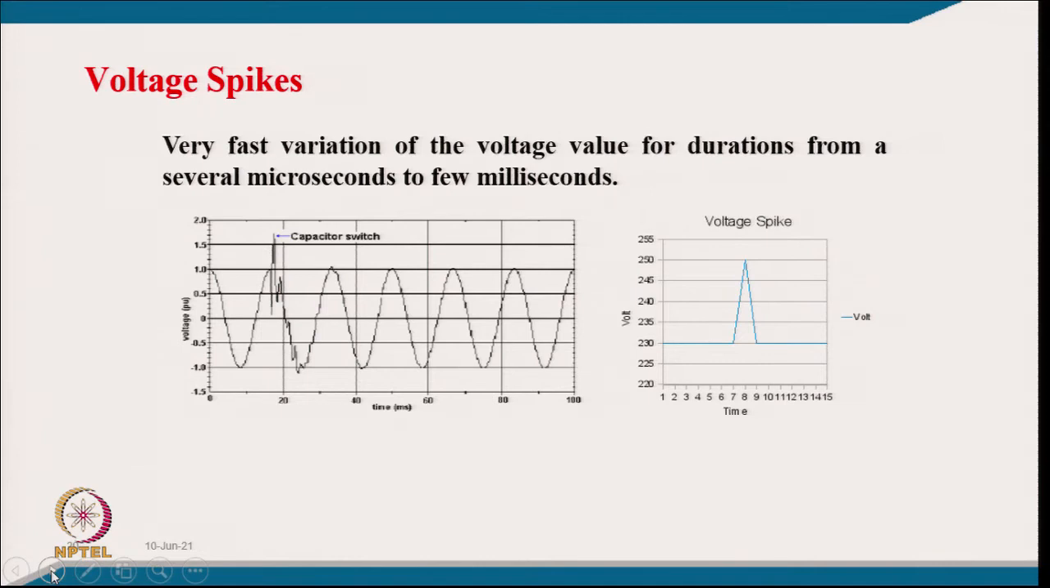And then voltage spikes: a very fast variation of the voltage, with duration from several microseconds to a few milliseconds, as you can see on the voltage waveform. It is because of capacitor switching, and you have voltage transients here, and then you can clearly see how it is reflected in the RMS voltage spike. This problem is very common in AC systems.